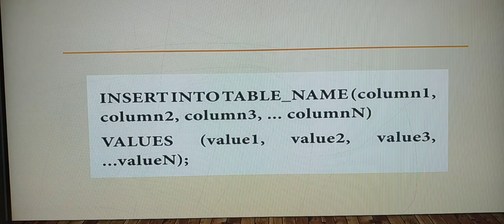In column 1, you can have customer number. Next can be customer name, then customer address, then customer phone number, then payment mode, then product, then product amount. So 7 columns you can have. And next you can have the values. Values is also a keyword. Open the bracket, and now you are going to enter the values.